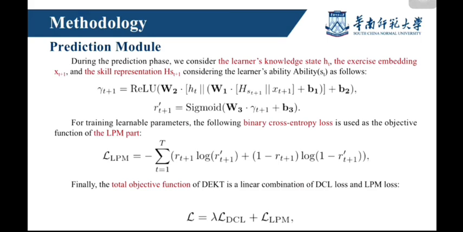During the prediction phase, we consider the learner's knowledge state, the exercise embedding, and the skill representation, considering the learner's abilities as follows. For training learnable parameters, the following binary cross-entropy loss is used as the objective function of the LPM part. Finally, the total objective function of DEKT is a linear combination of DCL loss and LPM loss.